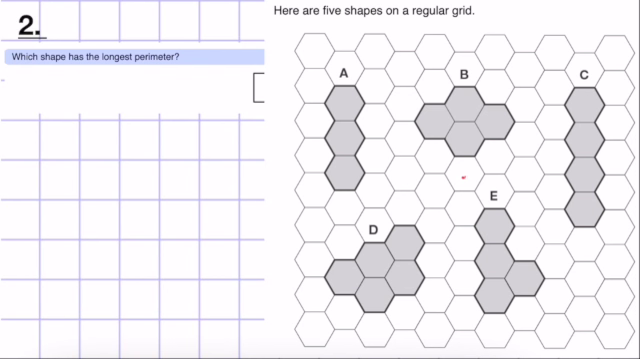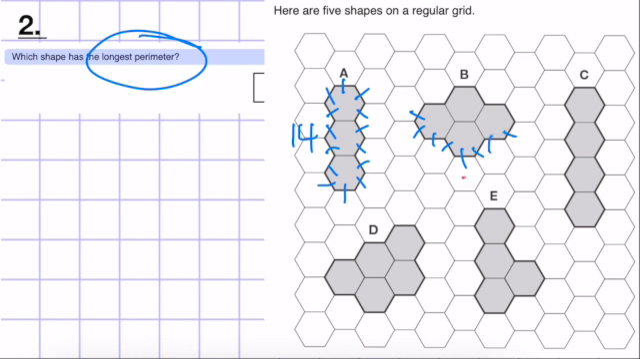So we're looking for which shape has the longest perimeter. Okay, so we're basically going to count each of the sides, and that will tell us. So 1, 2, 3, 4, 5, 6, 7, 8, 9, 10, 11, 12, 13, 14. I'm going to write on here 14. Then counting the next shape: 1, 2, 3, 4, 5, 6, 7, 8, 9, 10, 11, 12, 14.